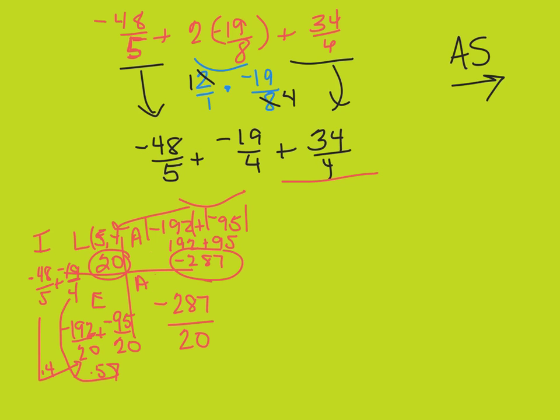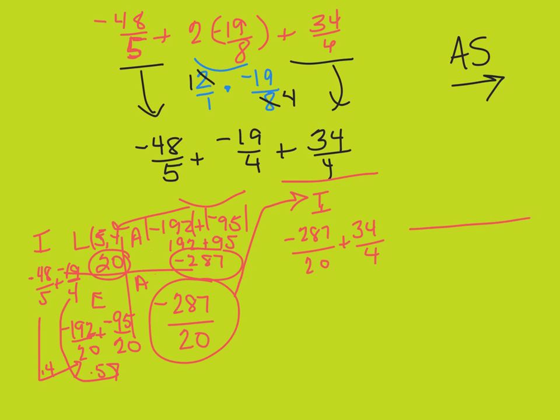So if I rewrite this, I'm going to have negative 287 over 20 plus 34 fourths. I know that's already my improper fraction form. I am going to set up my graphic organizer.